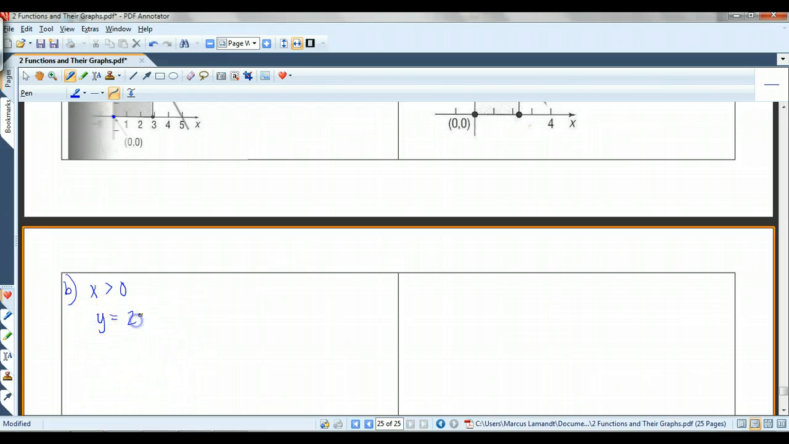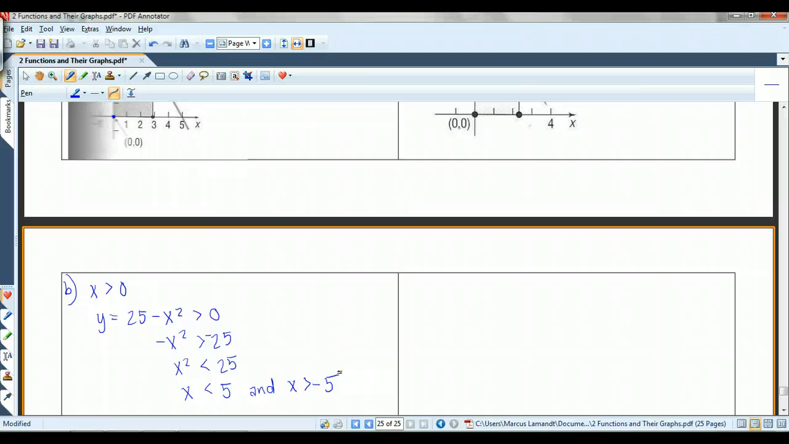Also, y equals 25 minus x squared has to be greater than 0 since it's also in quadrant 1. So, if I subtract 25 to the other side, I get this. If I divide by -1, I need to flip the sign. So x is less than 5, and x is greater than -5.